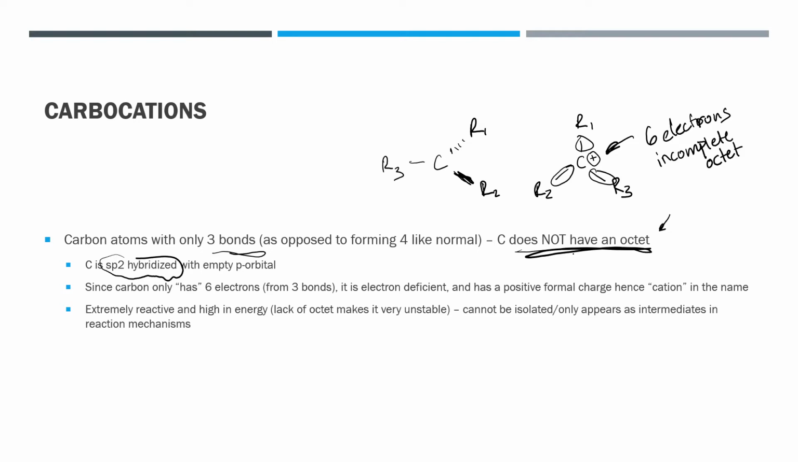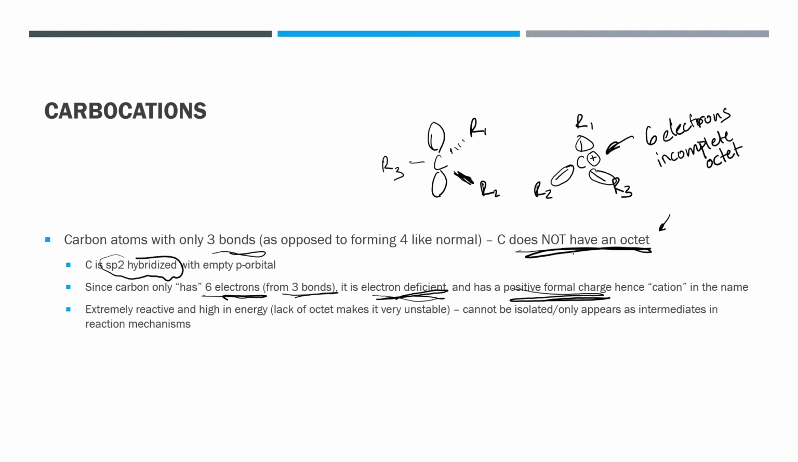So I can draw my R groups, and then my p orbital is going to look like something like this, right? And that p orbital is going to be empty, and it's going to be perpendicular to the plane of the molecule. So since carbon only has 6 electrons from our 3 bonds, it is electron deficient, right? Because usually it has 8 electrons. Now it only has 6. It's electron deficient, which means it should have a positive formal charge.